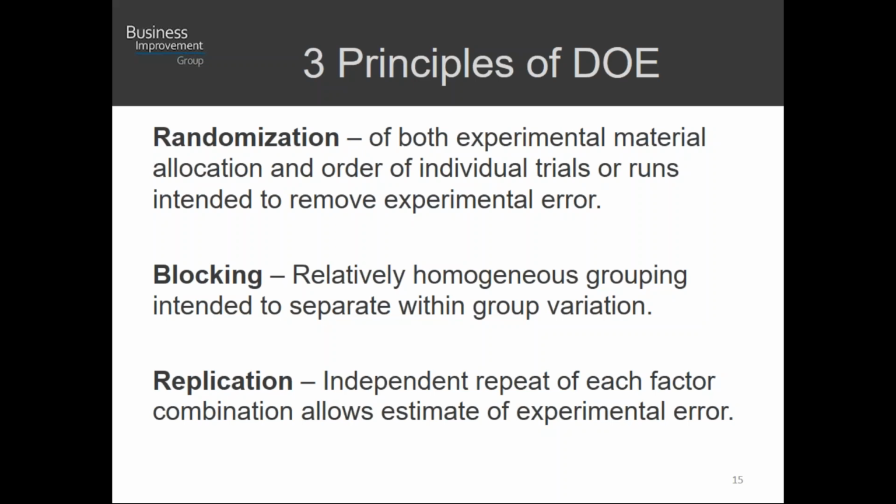based on some bias that we're introducing, right? So I select all the good ones first, and I run those, or all the easy ones first. I don't want to do that because it could influence the output, which is a type of experimental error that we want to try to avoid, which is why we do randomization.